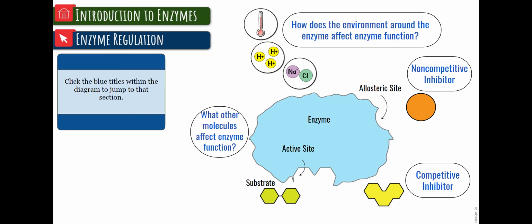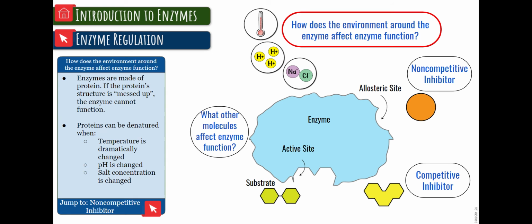Okay, so what are some ways that we can regulate enzyme reactions? The first one is that enzymes are made up of proteins. Proteins under different conditions can have their shape changed or messed up, and we call that denaturing the protein when it loses its natural shape. Temperature is a big one. Temperature really can dramatically change the shape of the protein.